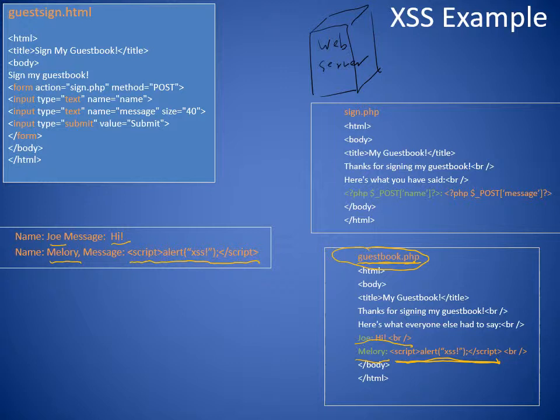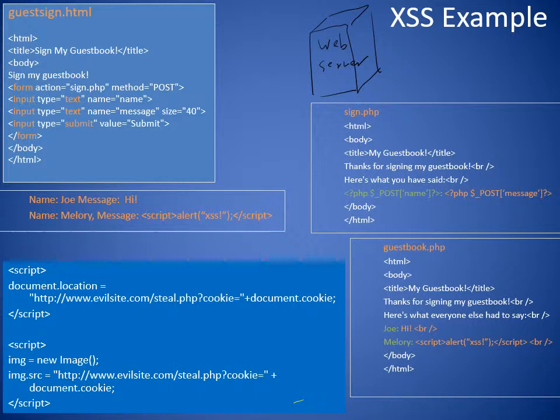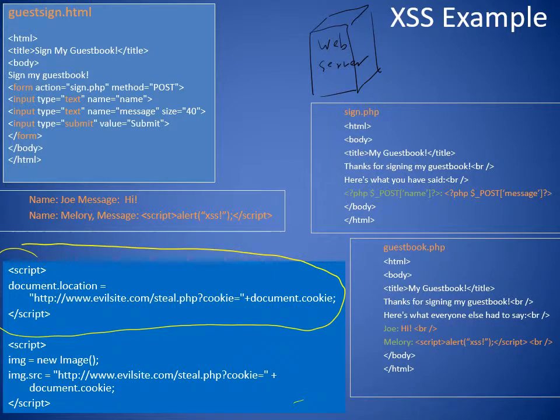So in this example, the JavaScript simply pops up a box showing a message saying XSS. But some dangerous things can happen. For example, the JavaScript can be something like this. What this JavaScript does is redirect the current web page to evilsite.com and attach to it a variable that contains the current user's document.cookie.